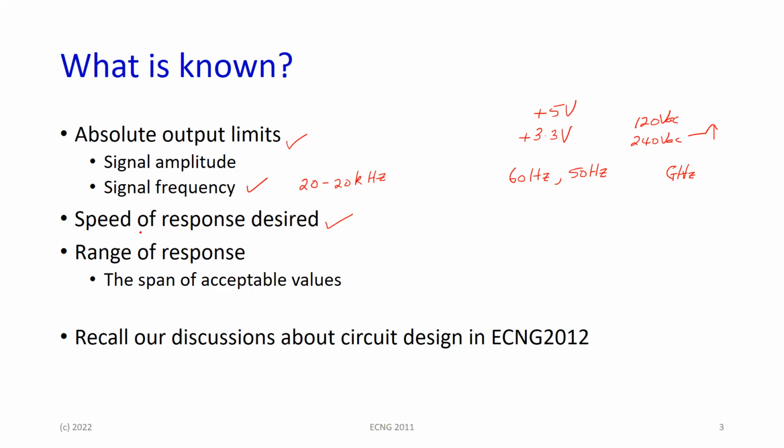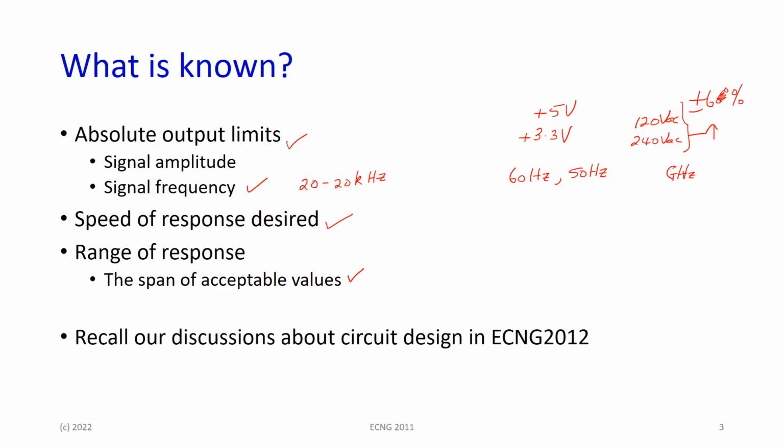And then the range of responses. So there's a span of acceptable values. Like we said, in the AC power generation, you have about 6%.